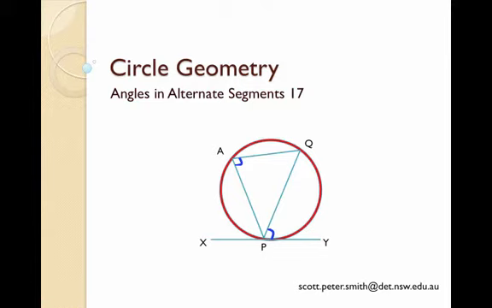Hello and welcome to the video on angles in alternate segments. In this video we will prove that the angle between a chord and a tangent is equal to any angle at the circumference in the alternate segment. Then we'll look at two examples using this property.